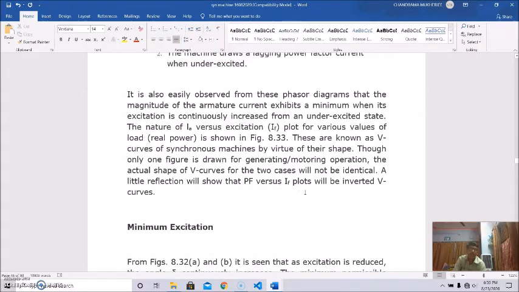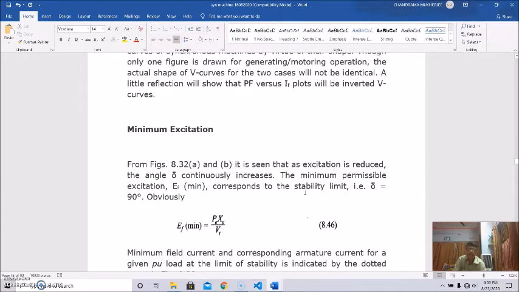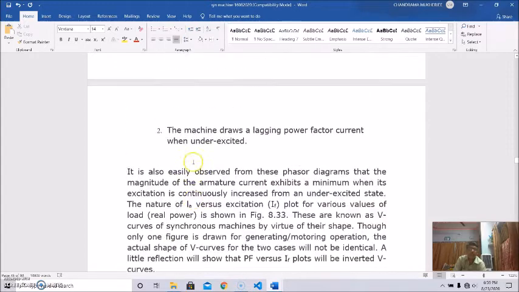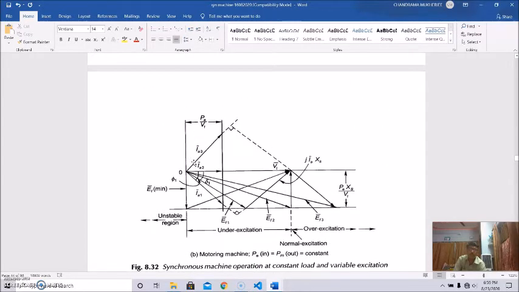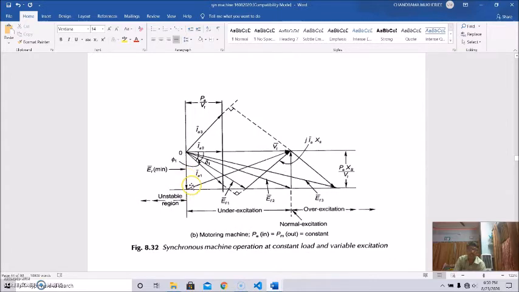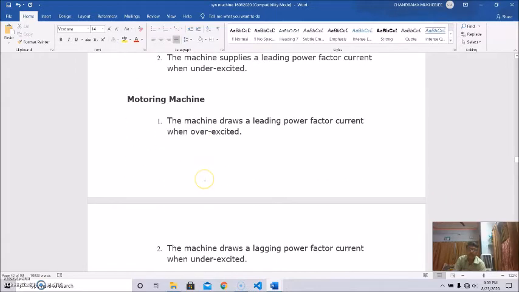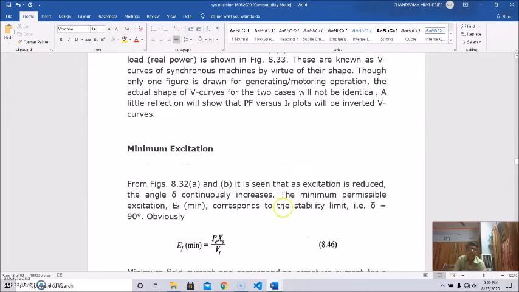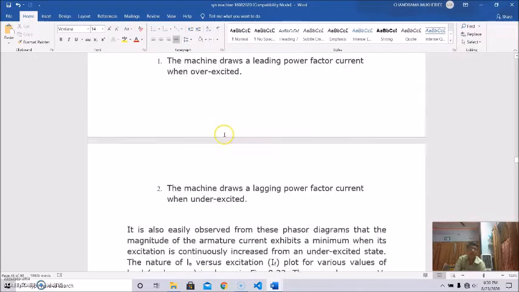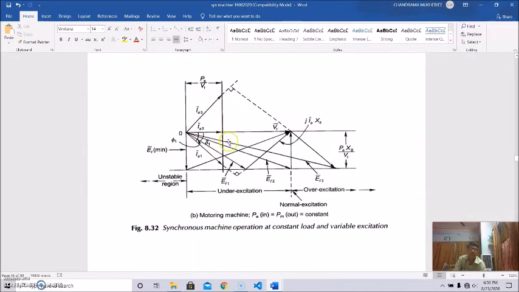What we are getting from these two figures, 8.32A and B, is the minimum excitation. Since the excitation is reduced and the angle delta continuously increases, the minimum permissible excitation corresponds to the stability limit, that is delta equal to 90 degrees. So at delta equal to 90 degrees, the angle between Vt and EF is 90 degrees.